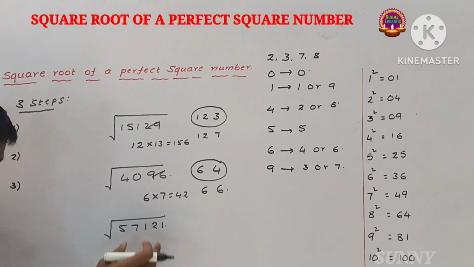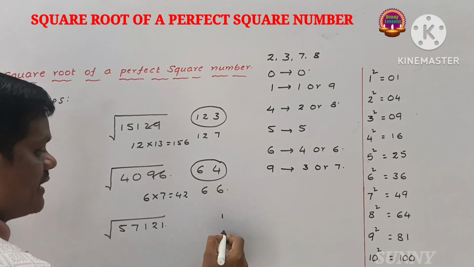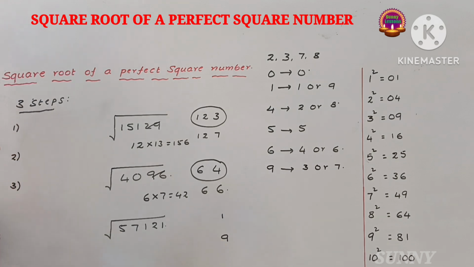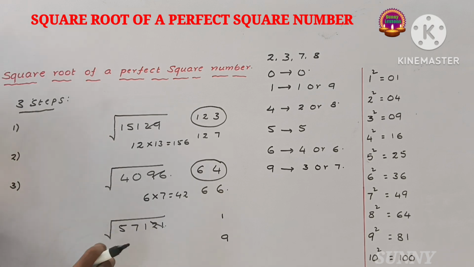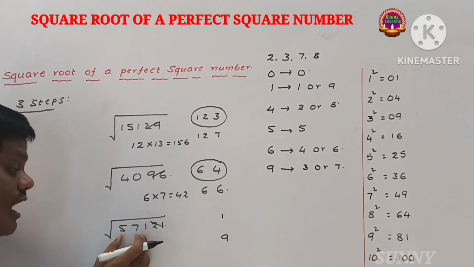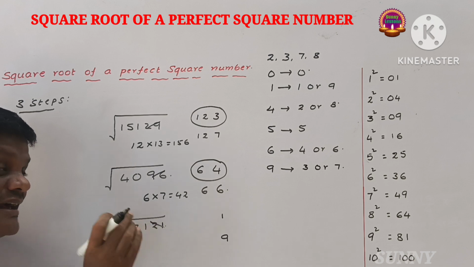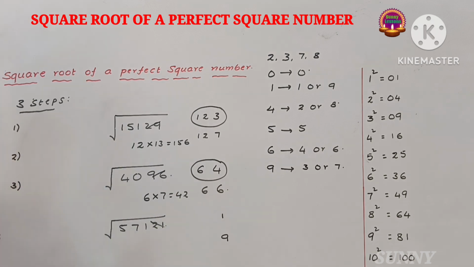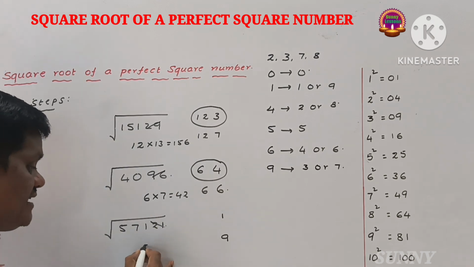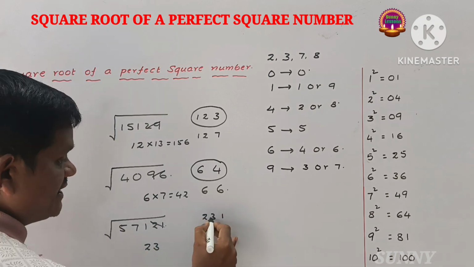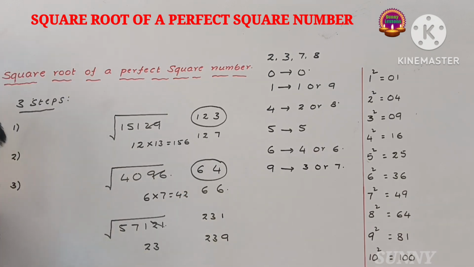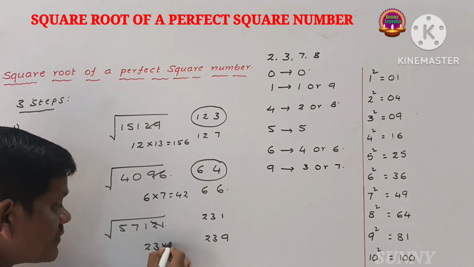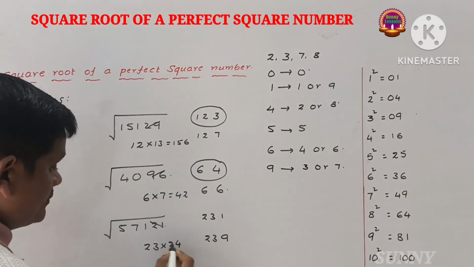57121. When the perfect square number ends with 1, the last digit of the root is 1 or 9. The second step is to strike out the last two digits. Check the nearest perfect square of 571 and less than 571. 529, that is 23 square. The third step is the product of 23 and 24, which is 552.